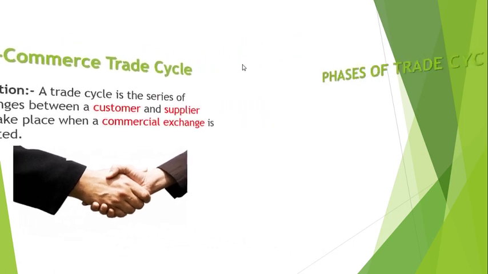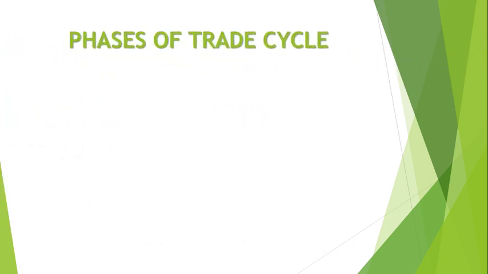Then, coming to the phases, the trade cycle has four different phases. As we go further, we will see these phases of trade cycle. Cycle means something which is repeated again and again. In this trade, we are repeating certain steps, so we are calling it a trade cycle. Trading means commerce, the business.